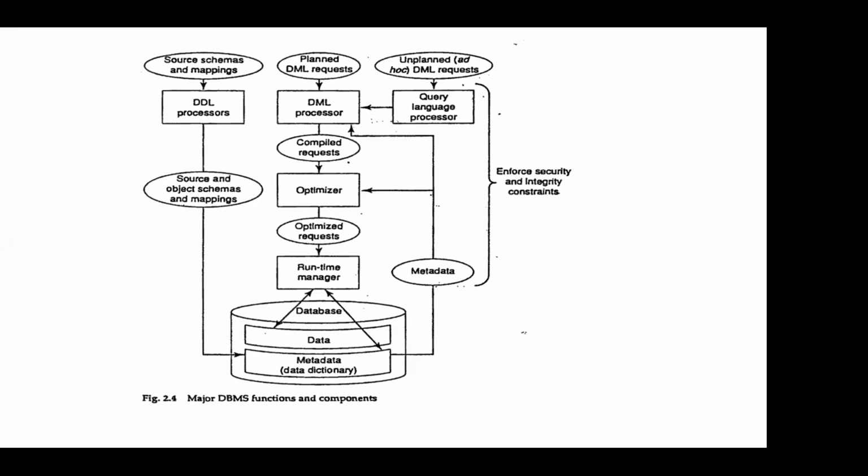The DBMS accepts that request and analyzes it. So here we are sending a request from the end user to the DBMS. The request is accepted, and after acceptance we have to analyze what type of request it is, whether it is a DDL request or a DML request. So it analyzes and inspects.